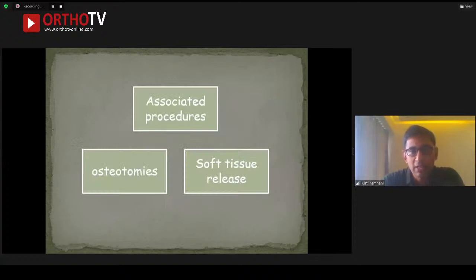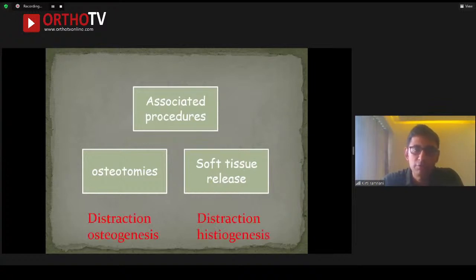Whenever you're applying a fixator, you can apply it with a soft tissue release, or with an osteotomy. The soft tissue release works on the principle of distraction histiogenesis. That is, the soft tissue distraction eliminates the existing contractures and puts the joint into a congruous position, achieving a plantigrade foot. While in the case of osteotomies, it is distraction osteogenesis. That is, the regenerate develops from the osteotomy, putting the foot in a plantigrade position.